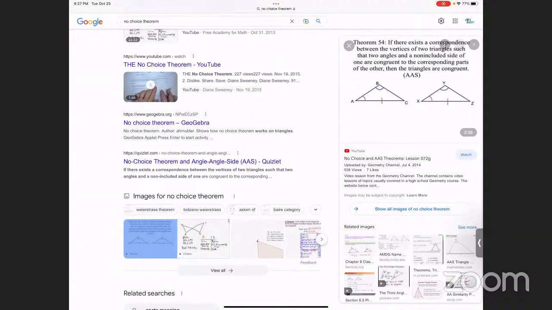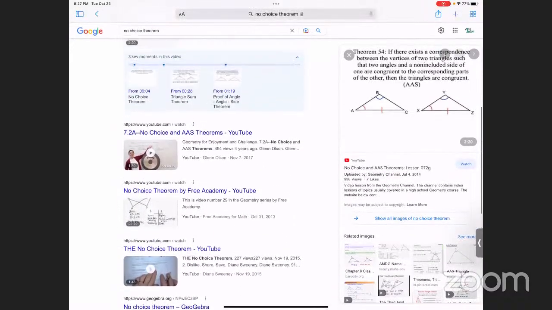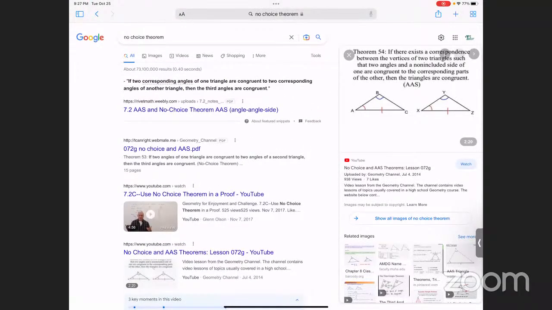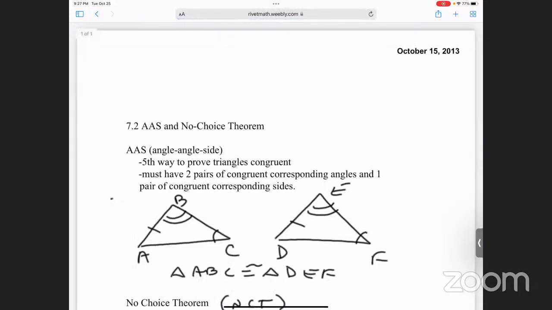Mm-hmm. Okay, that makes sense. I'm not sure what the reason for calling it no choice is. I mean, I understand what they're saying, I just don't get it. Let me see if there's maybe.